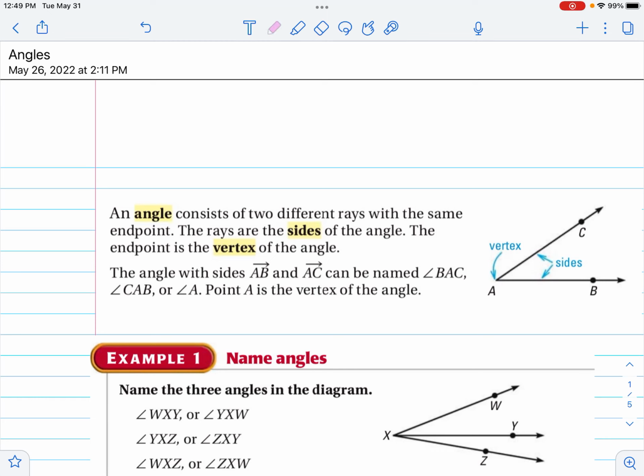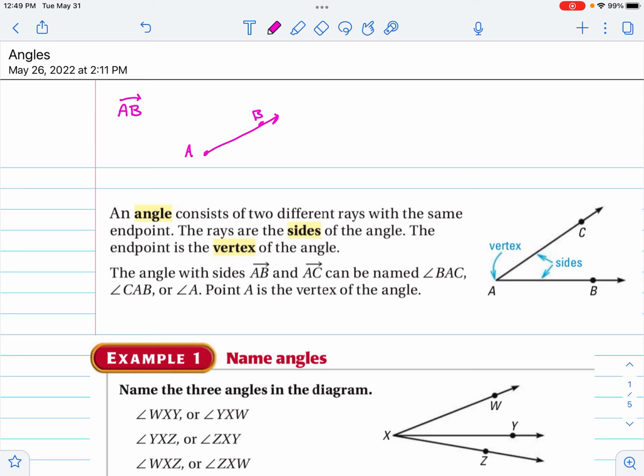Okay, let's think about a ray. Here's a ray, A, and let's suppose it passes through B. So this is the ray AB. And we know how to denote that.